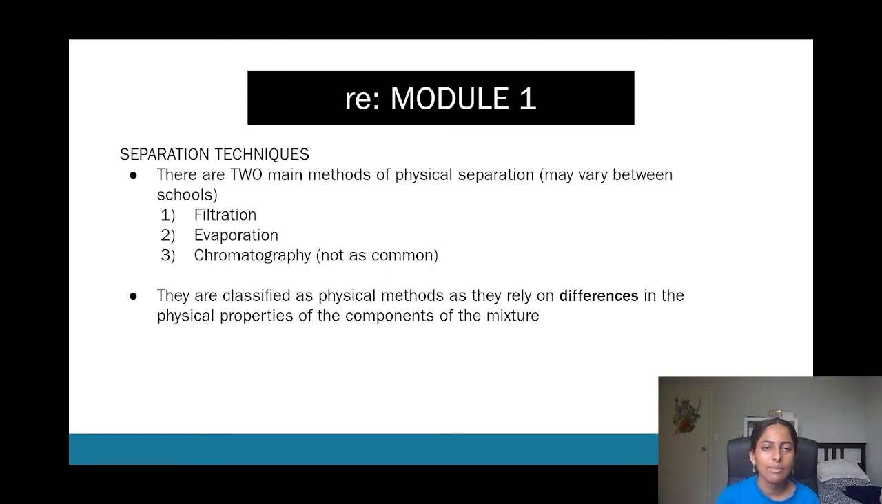All right. In terms of module one, we also look at various separation techniques. The main ones are things such as filtration, evaporation, and chromatography, but that's not as common. These are physical methods of separation, and they rely on the differences in physical properties.